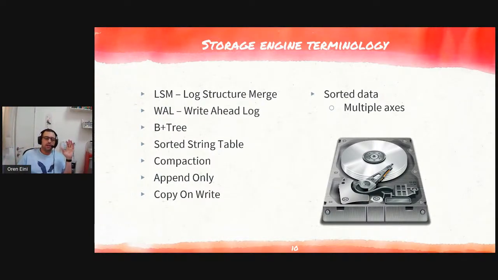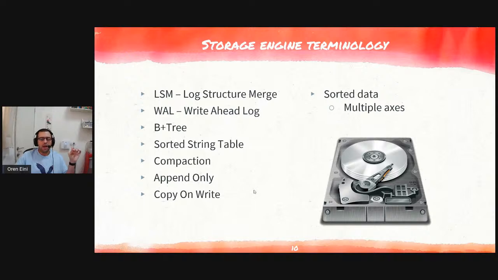A B+Tree is an important data structure. We will see an example of how it looks very shortly, so we'll skip that for now. Sorted string table is typically how a single file in an LSM looks. And the downside is that you have to do a merge or compaction.